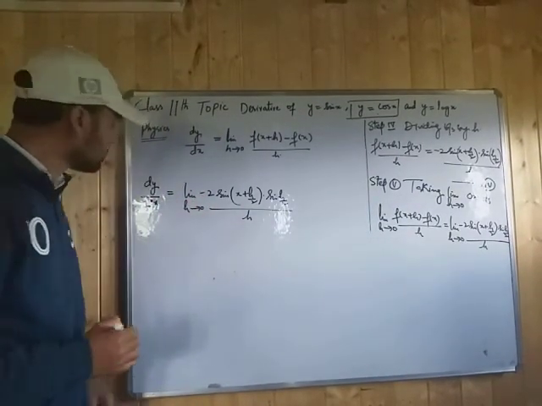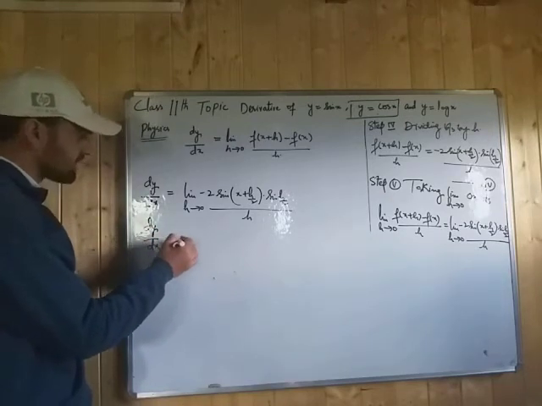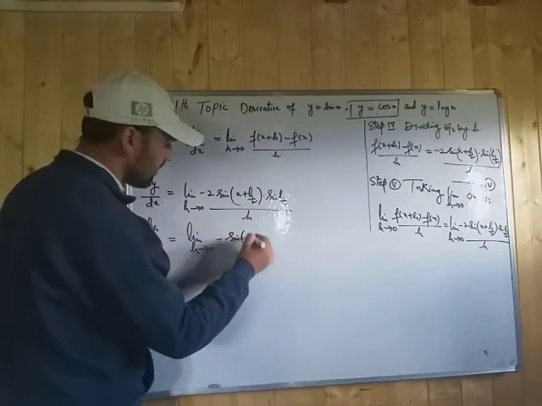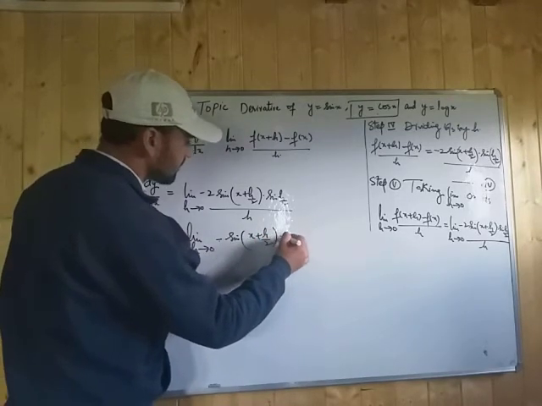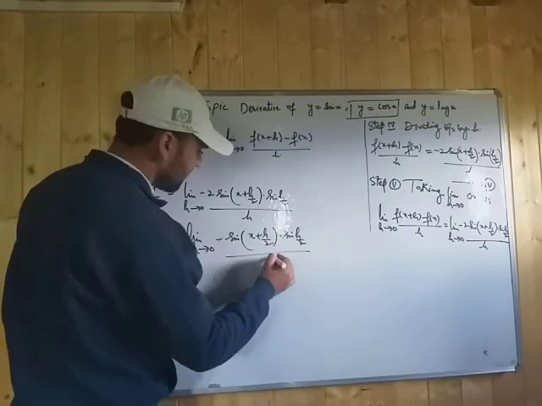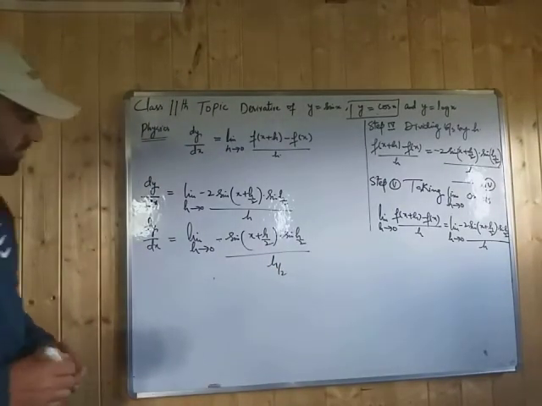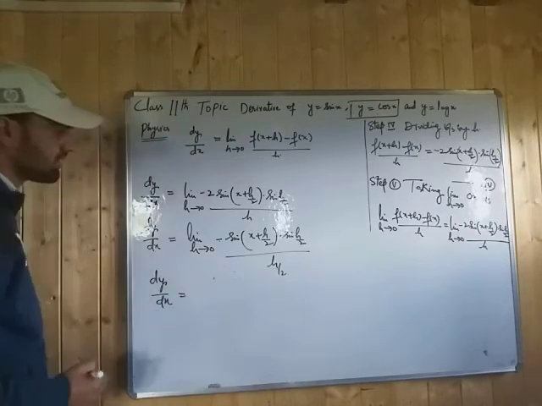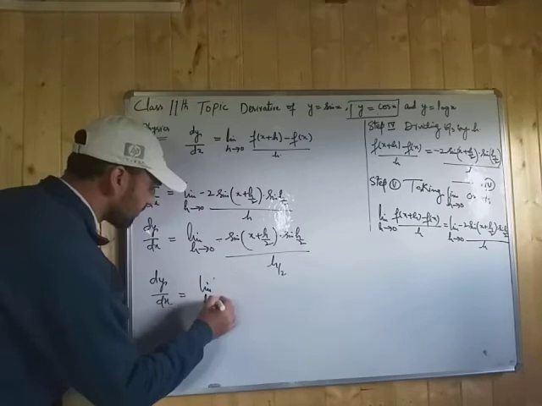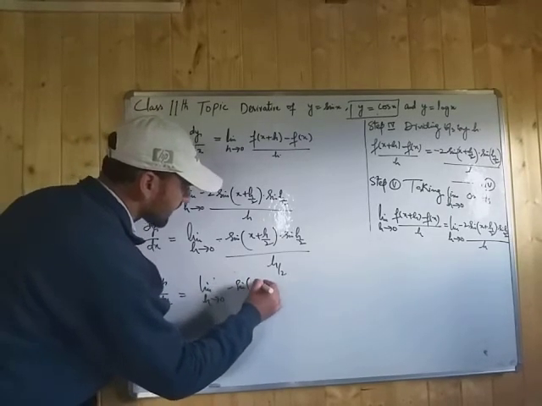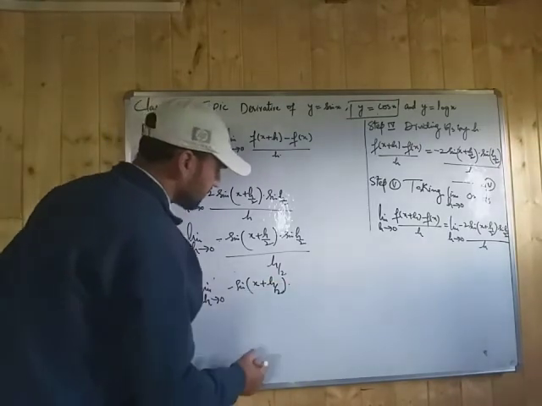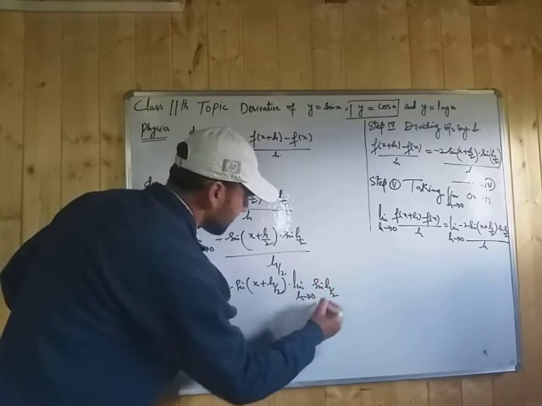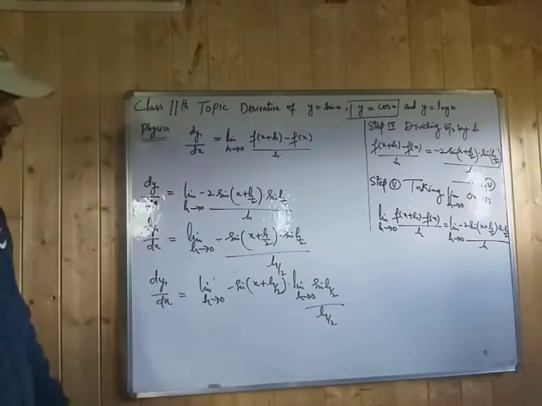So I can take this 2 here. So we can write dy/dx is equal to limit h approaches 0 of minus sine of (x+h)/2 into sine of h/2, whole divided by h/2. Or we can write dy/dx is equal to limit h approaches 0 of minus sine of (x+h)/2 into limit h approaches 0 of sine of h/2 divided by h/2.